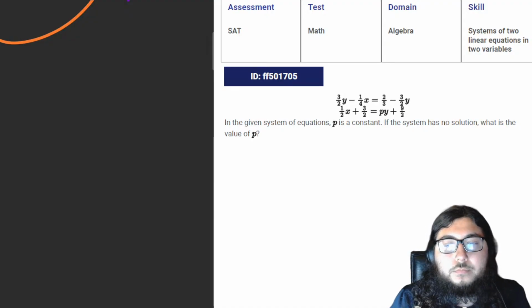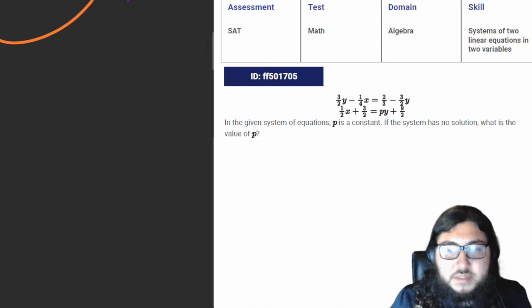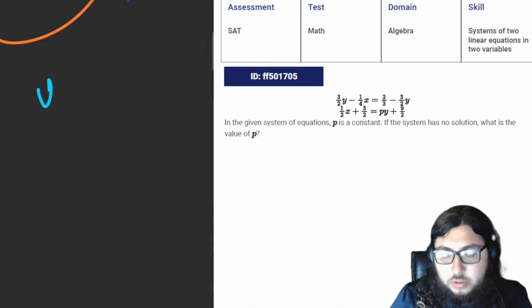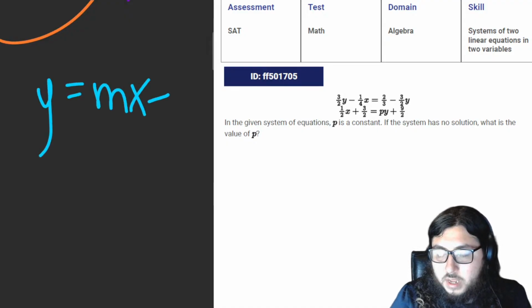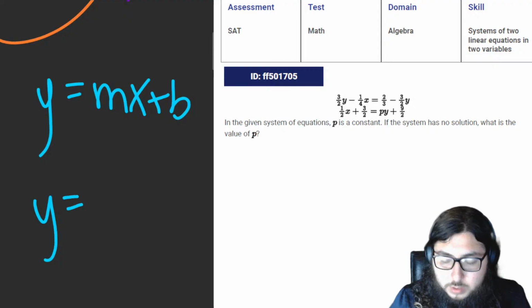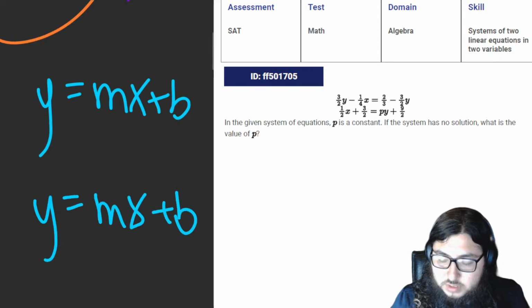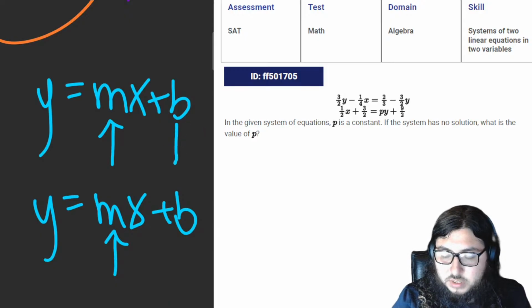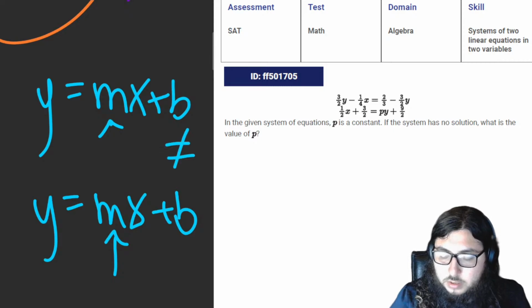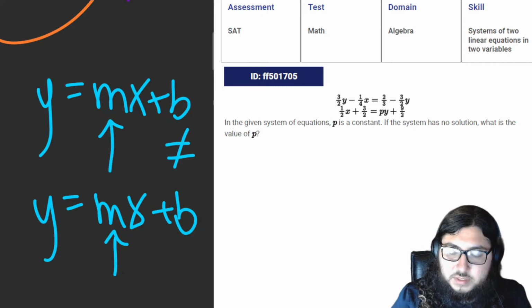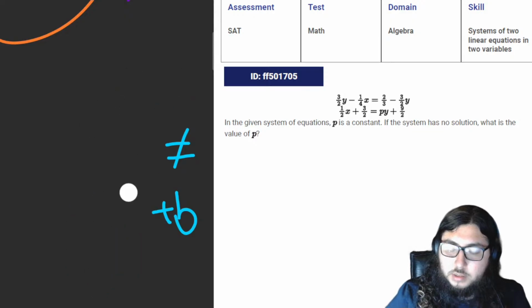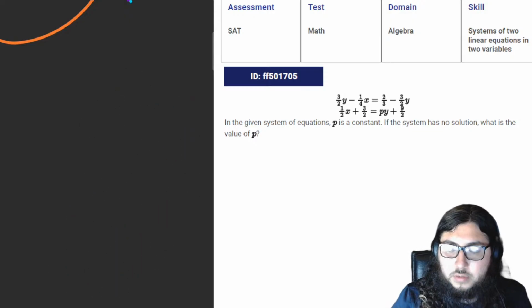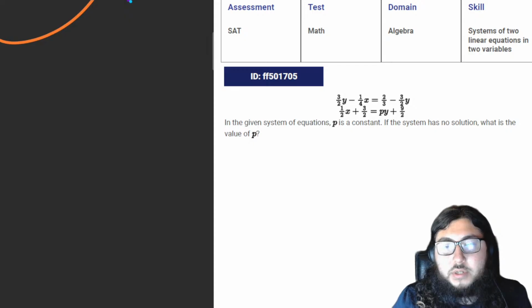Another way to identify if a system has no solution is if you have two equations in slope-intercept form and the slope is exactly the same while the rest is not. So the slopes are the same, but the b values are not. That's like a sideways equal sign, or not-equal sign. So when the b is different and the m are the same, you'll have no solution. But let's work with the first way of identifying that the system has no solution.